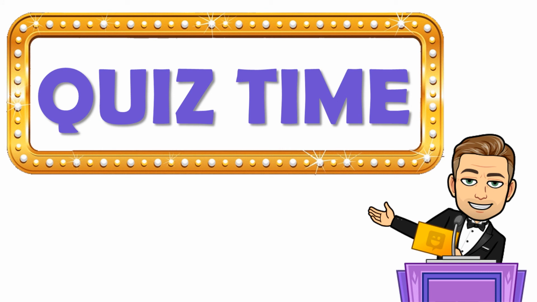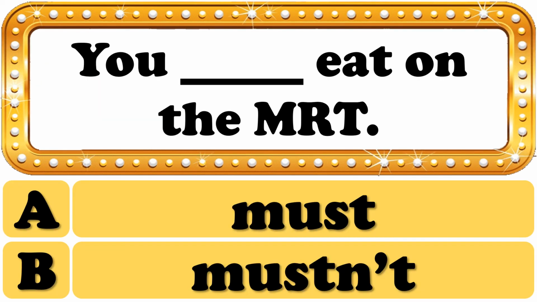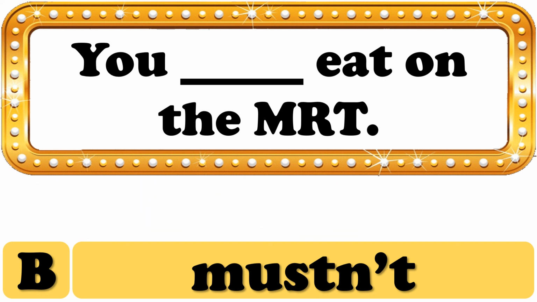Now, one more activity. Let's try a quiz time. I'm going to show you a sentence with a missing part, and you have to pick the right words that will finish that sentence correctly. Try this one. You blank eat on the MRT. Would you choose A or B? The correct answer is B. You mustn't eat on the MRT.